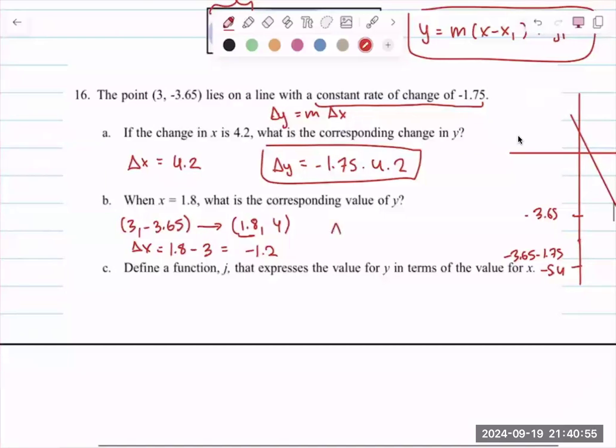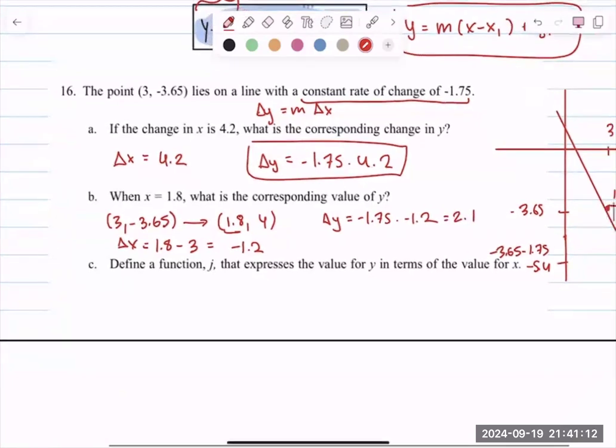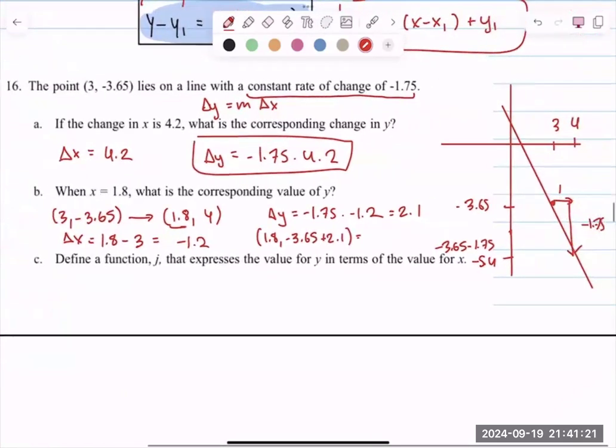And again, we know that our change in y is m times delta x, or negative 1.75 times negative 1.2. Let's calculate that out. So our change in y is going to equal 2.1. In other words, the point 1.8 comma negative 3.65 plus 2.1. We add 2.1 more units, so the point is 1.8 comma negative 1.55. So this would be our answer for this one.